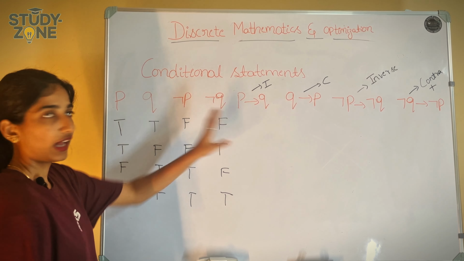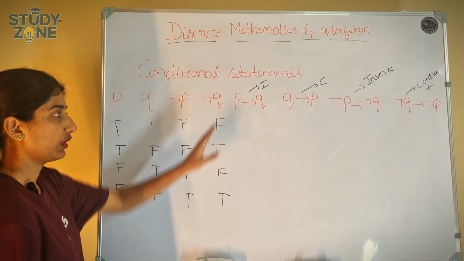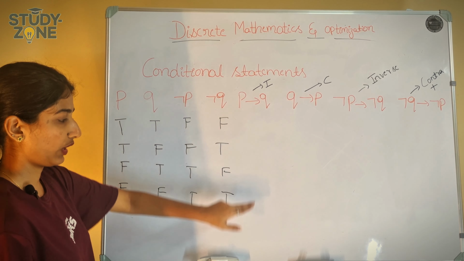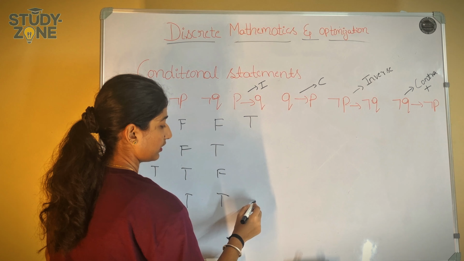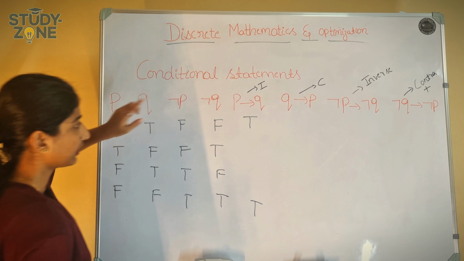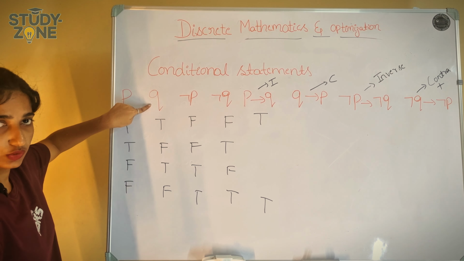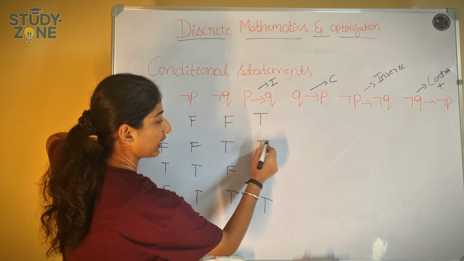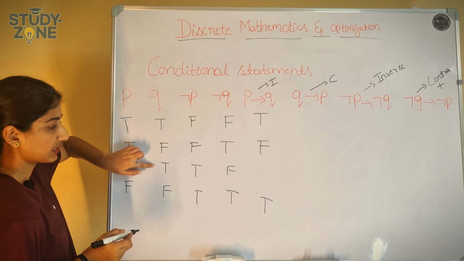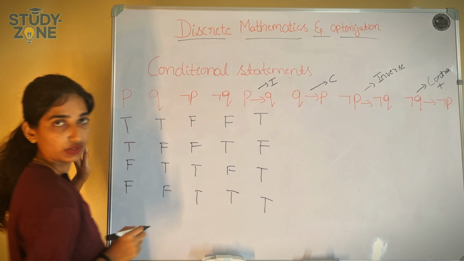So I have told you before, right? For implication, what we have to do? We have to fill the first row and last row first as true and true, and then P implies Q. So what we have to see? We have to see Q. So here there is false, so we have to fill F here. So here there is true, so what we have to fill? We have to fill true here.